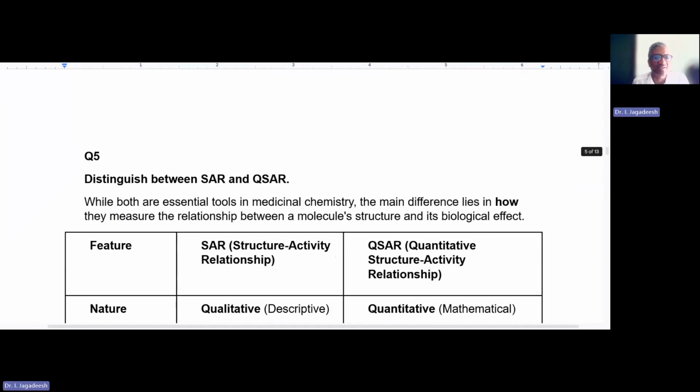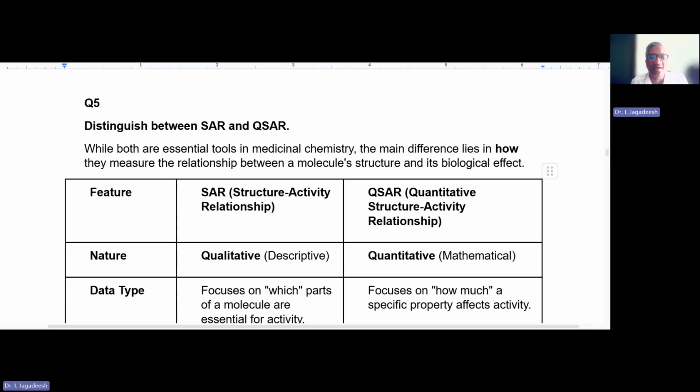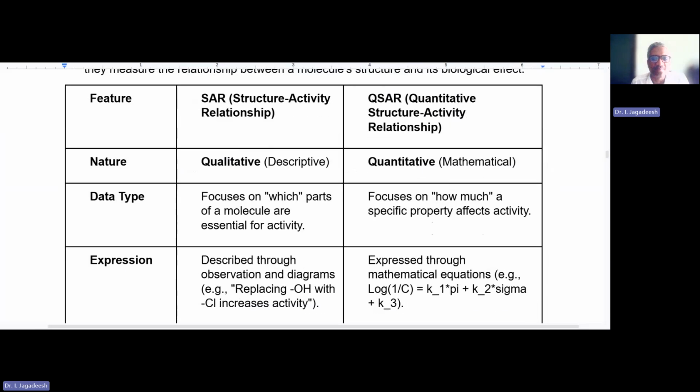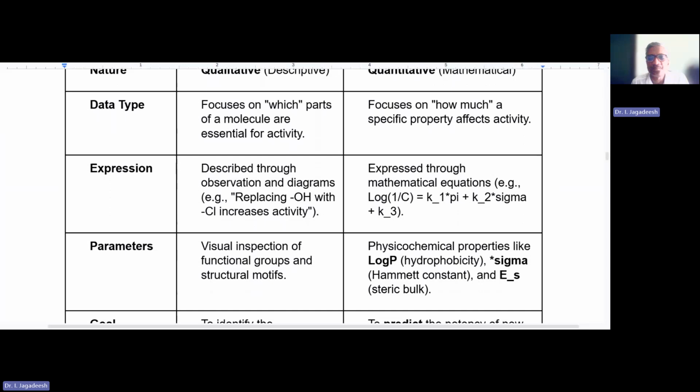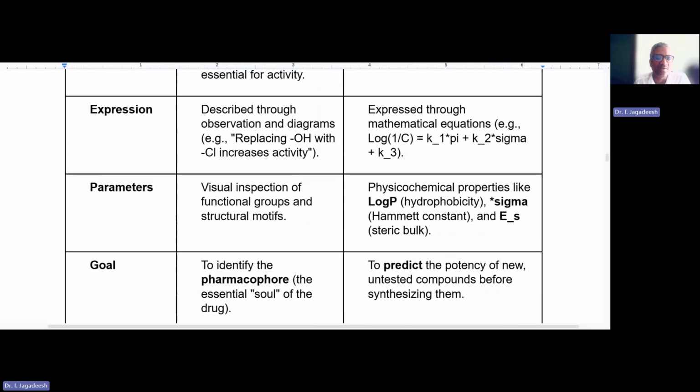Similarly, we have another question: distinguish between SAR and QSAR. SAR is a qualitative approach and it is descriptive in nature. QSAR is a mathematical approach, driven by a mathematical equation. We can predict the quantity, and this is the major difference. In SAR, we say that replacing the OH by Cl increases the activity or decreases it, whereas in QSAR, we find the activity in the form of an equation, and we can get the value.